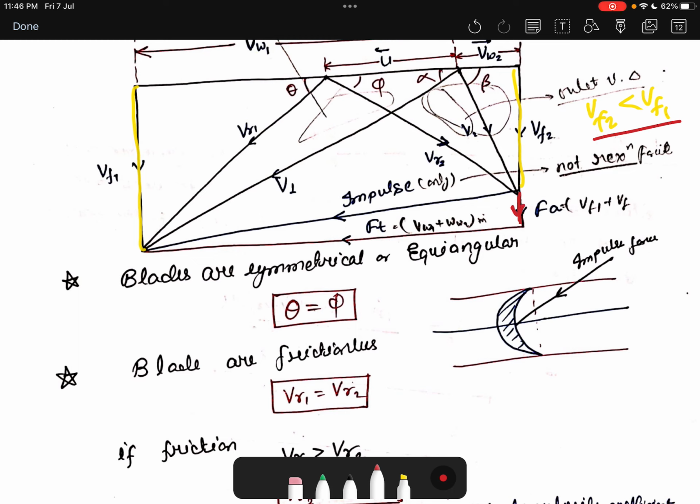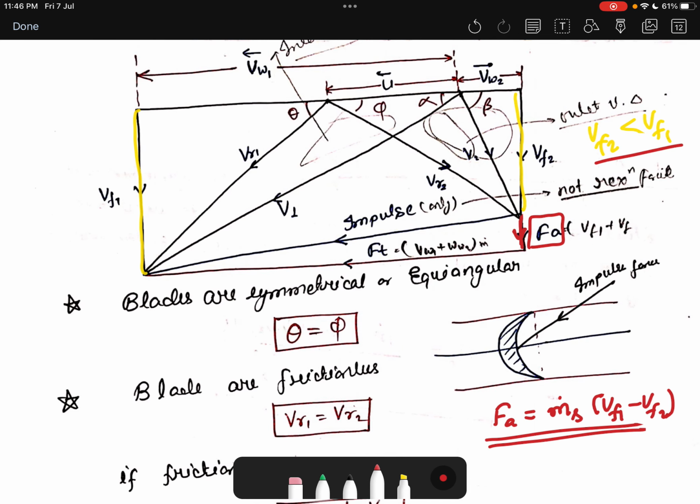This is called the axial force component. How can you get the axial force component? By the rate of momentum change. The axial force component is mass of steam into Vf1 minus Vf2. This axial force is applied on the impulse axis.